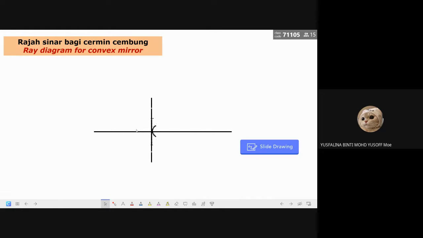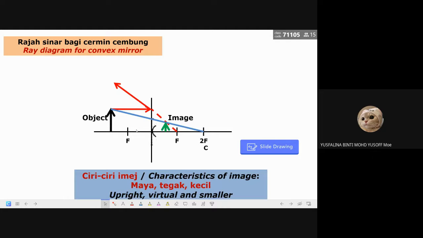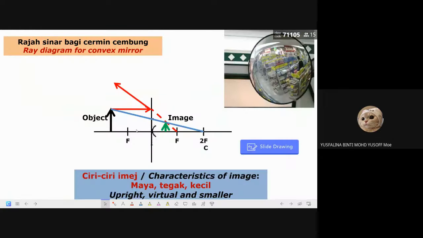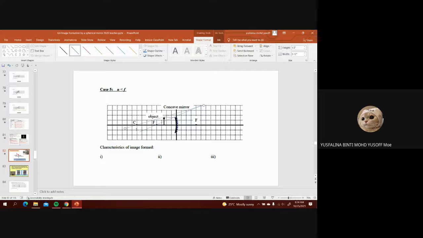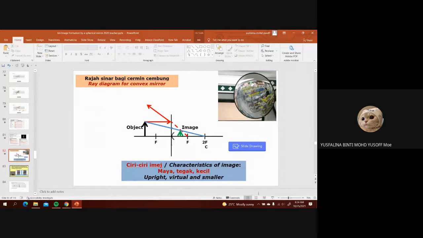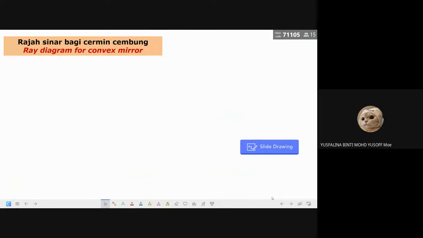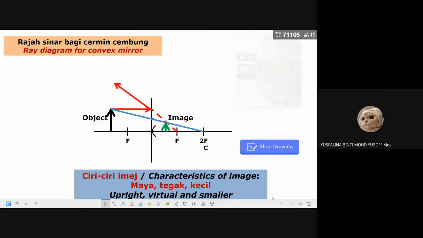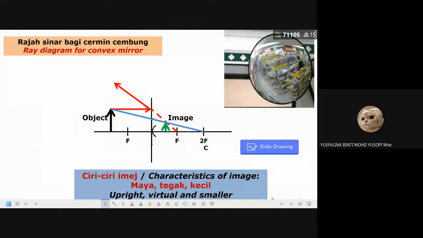Okay, now the next one is for the convex mirror. I will teach you how to draw this one. Remember, for the convex mirror, there is only one ray diagram. It doesn't matter where the object is. The characteristic of the image will always be the same. This is the application.